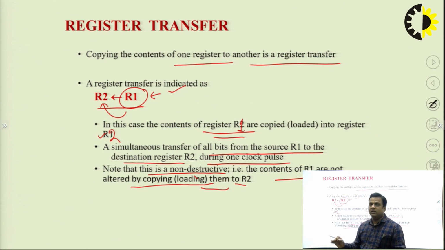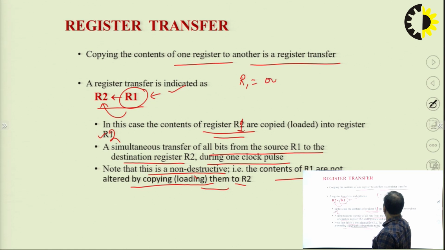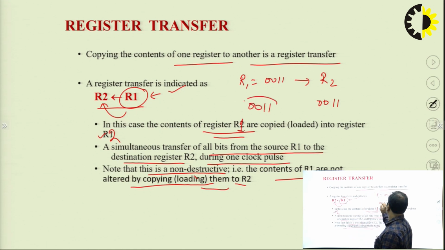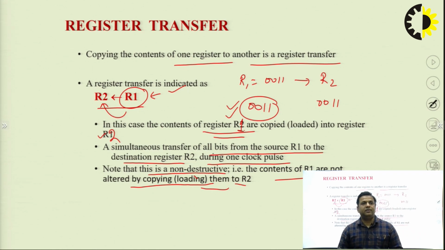So suppose the register R1 contains 0011 and it is being transferred to R2. Now R2 contains 0011, and what is in R1 now? R1 is still having 0011 because only a copy of data is being transferred to register R2, right? So take care of it. It is used when we solve the numerical problems.